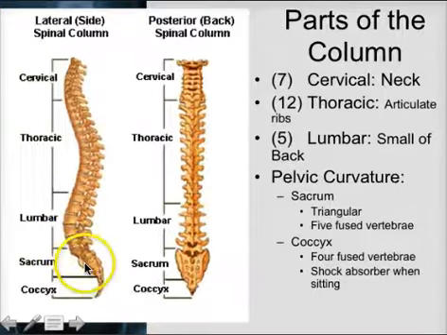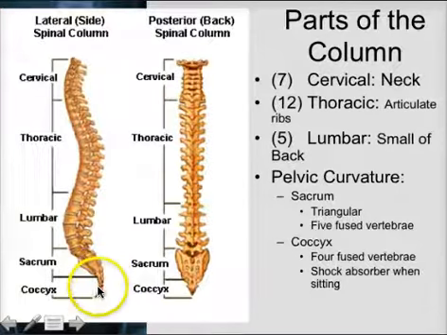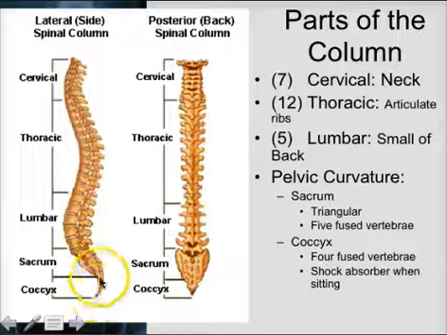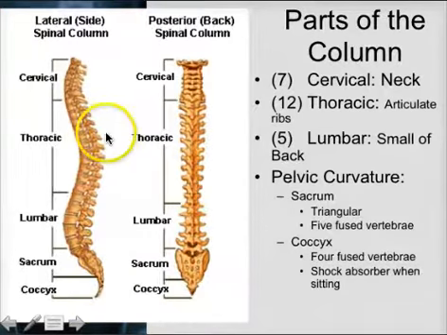Then a single sacrum, which is really 5 vertebrae that during development fuse into a single one piece, seen here, posterior view, which exists between the two halves of the pelvis. And then the coccyx, which is also 3 or 4 individual vertebrae that fuse during development into a single piece. There's also a few curvatures we should be aware of.